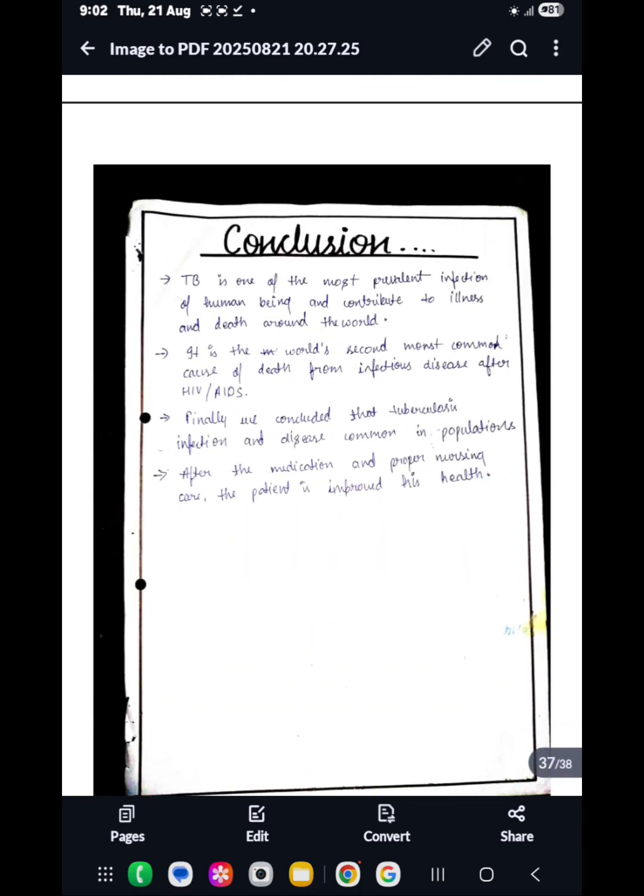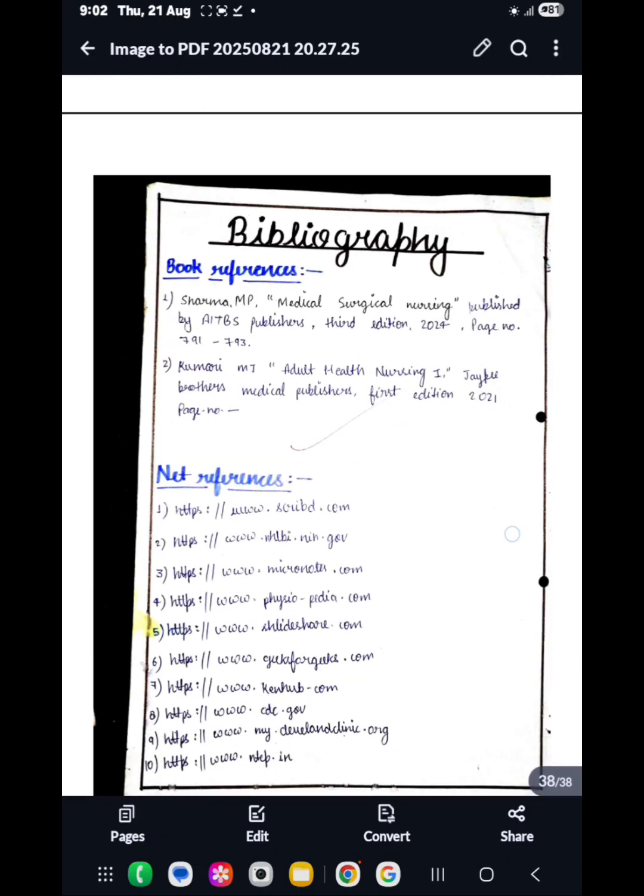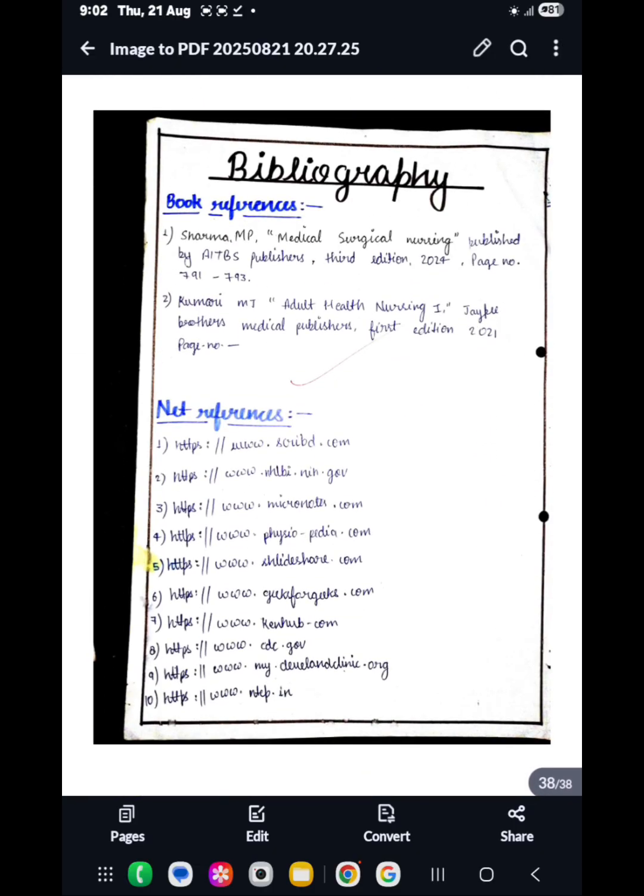In conclusion, we write about the TB patient. Then we write the bibliography from which I have got this.